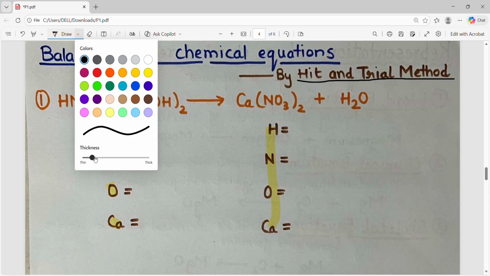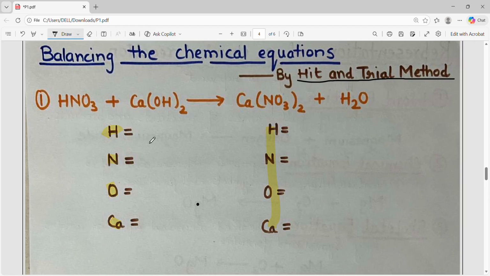So hydrogen: 1 and 2 hydrogens, so we write 3 hydrogens here. On the product side we have 2 hydrogens only, so we write 2. Now moving towards nitrogen, we have only 1 nitrogen, so we write 1. Here 1 nitrogen multiplied by 2, so we have 2 nitrogens on the product side. Now moving towards oxygen, how many oxygens?